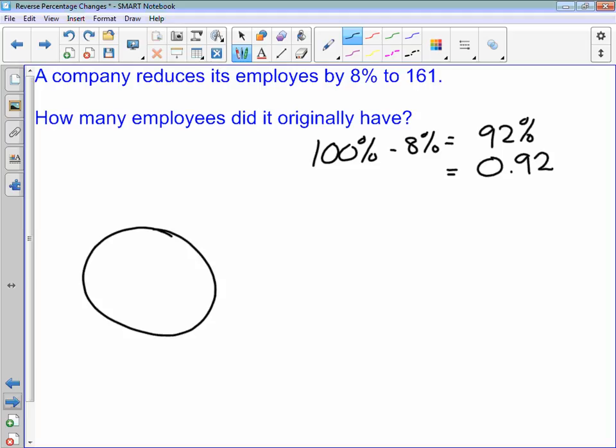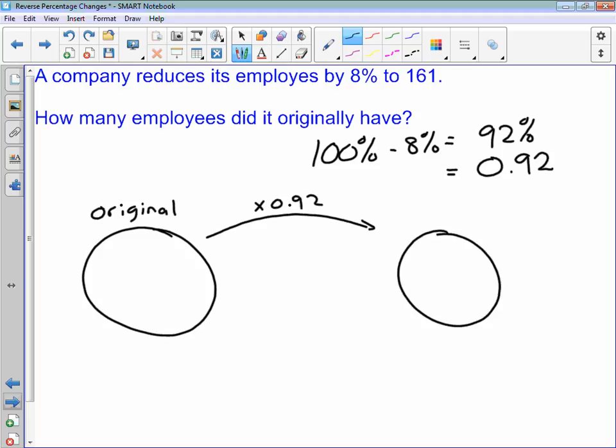So here we've got the original amount, which we don't know, but we know we have multiplied it by 0.92 to get the employee number of 161. Reversing that, we divide by 0.92 and find the company originally had 175 employees.